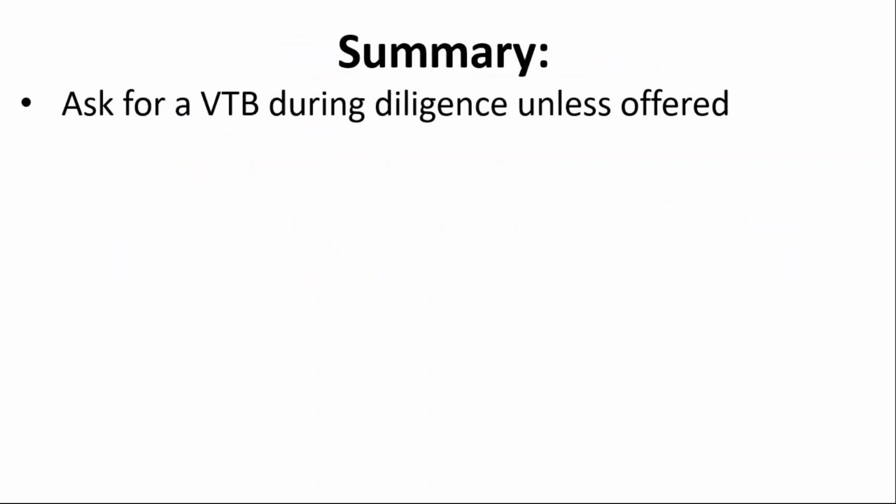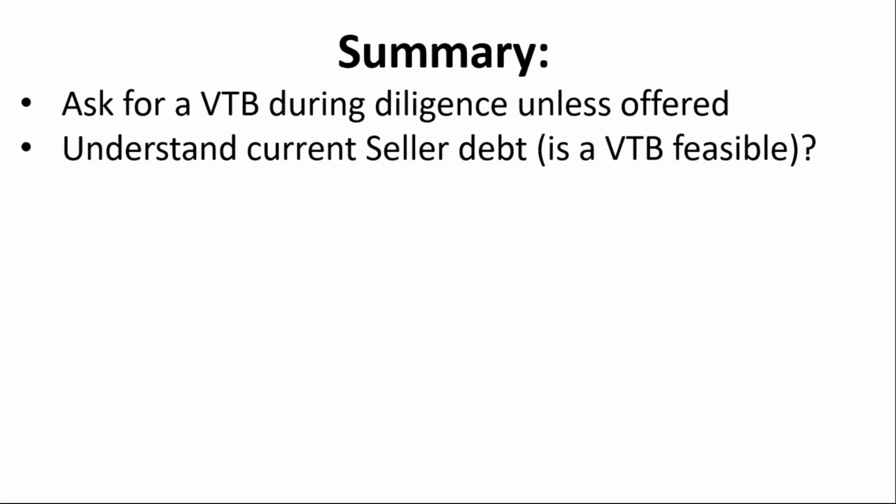All right, so, very quick summary. Ask for the vendor take-back during the diligence phase unless it's actually offered up front. Understand the current seller's situation with respect to debt, to try and figure out if a VTB is even feasible.